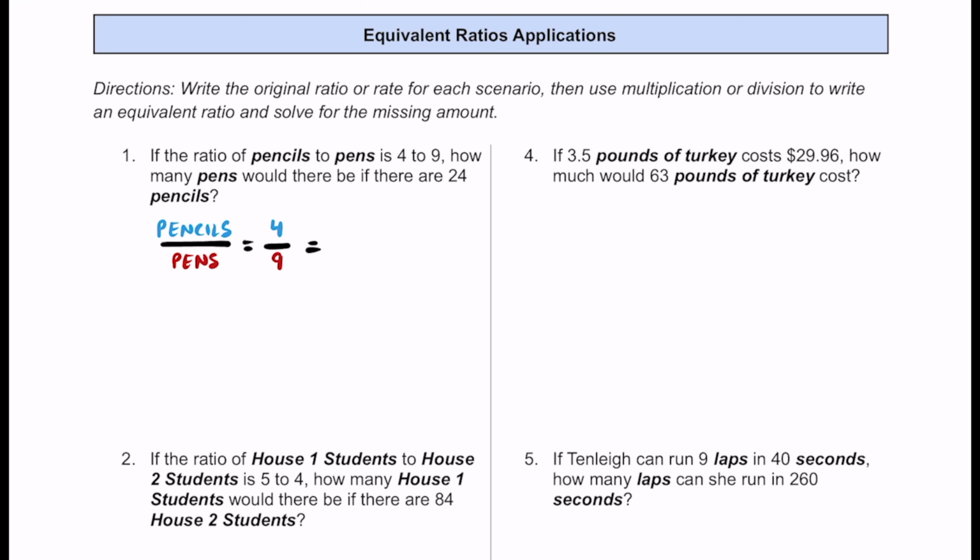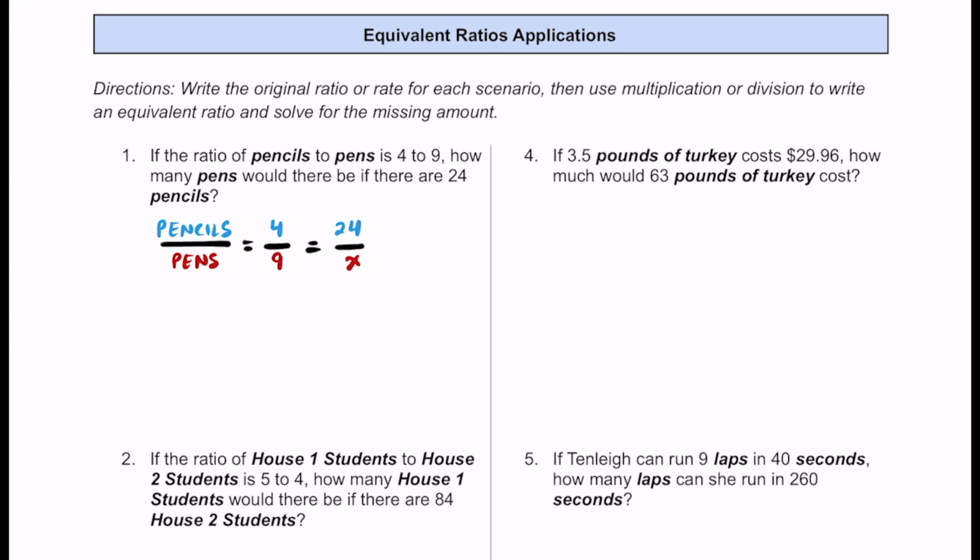So we're going to go ahead and put that 24 up on top for this ratio. And we got to figure out how many pens there would be. So we can go ahead and put an unknown there if we would like to, or just leave it blank. I'm going to use an unknown so we can just practice using variables as well here. So I'm going to put X here. That's going to represent how many pens there would be.